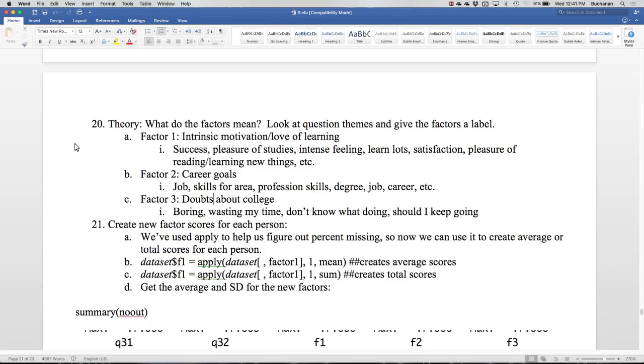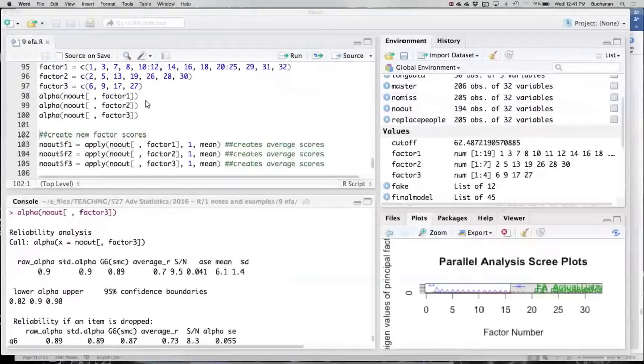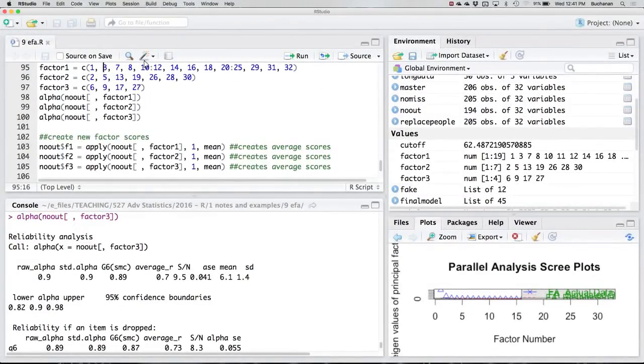Okay. So the reason I saved them up here as one over here is because I used it again down here. Okay. So I have no out factor 1. Okay, don't call it actual factor 1. You'll overwrite your other code here. So apply on these columns by row and create an average score for each person.